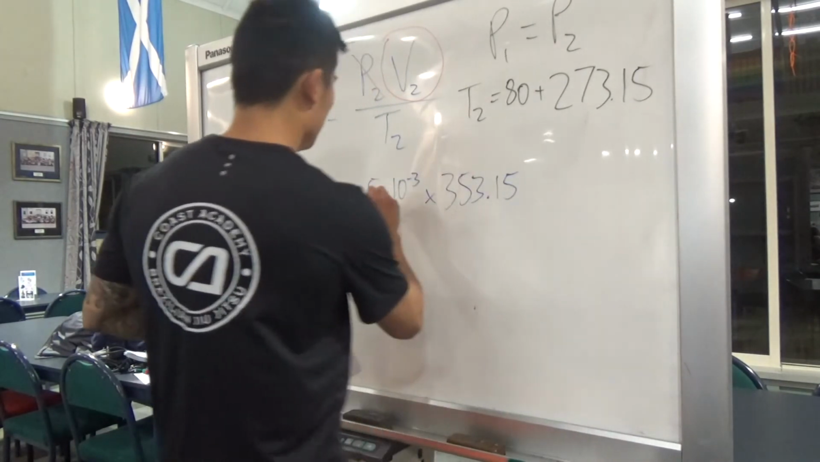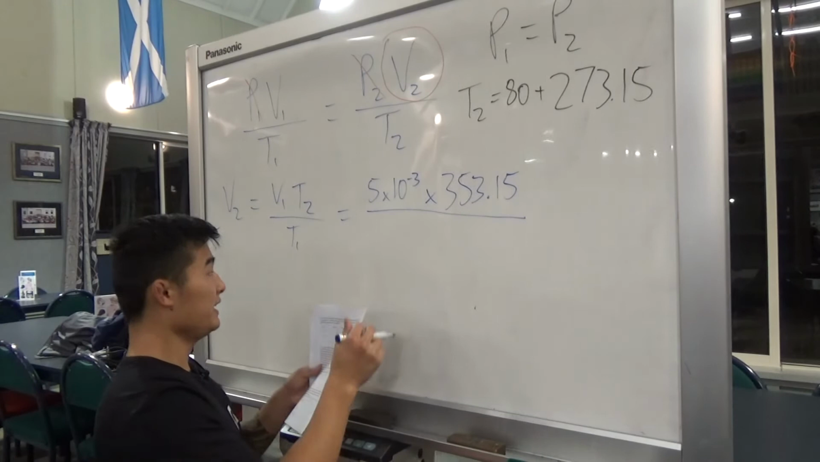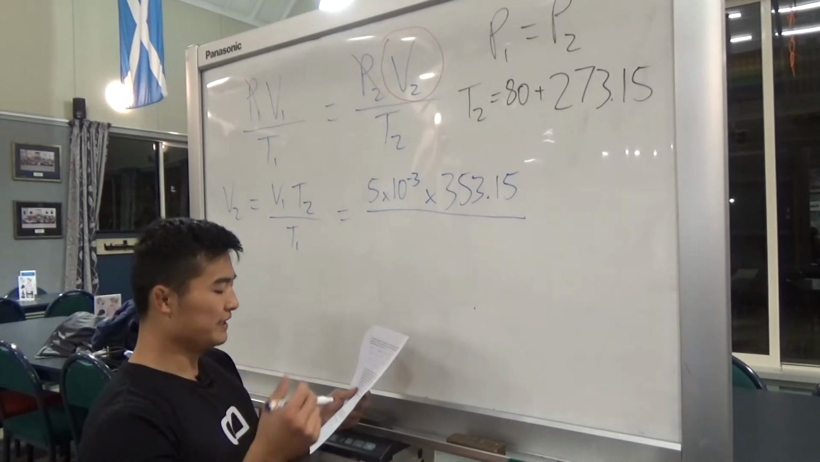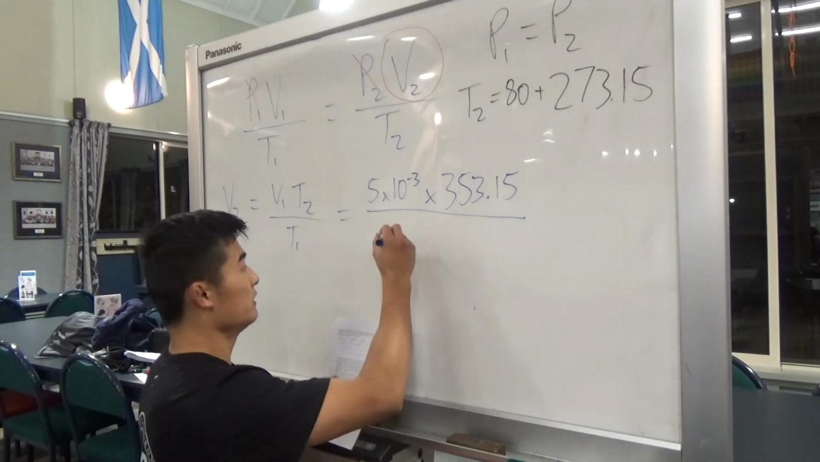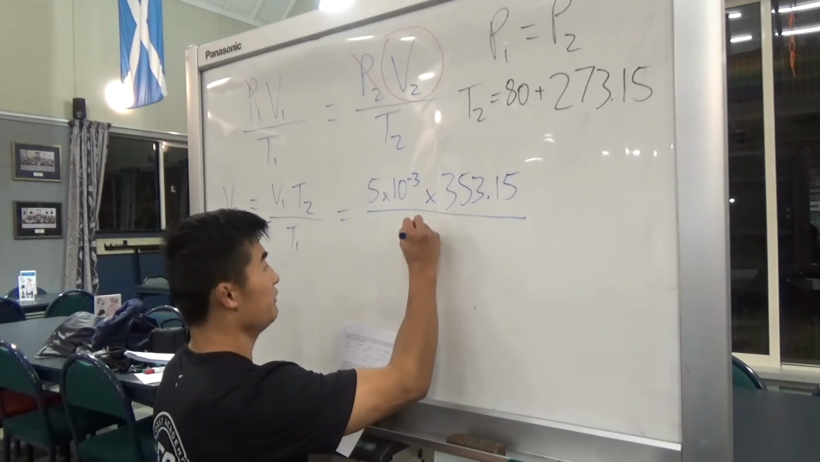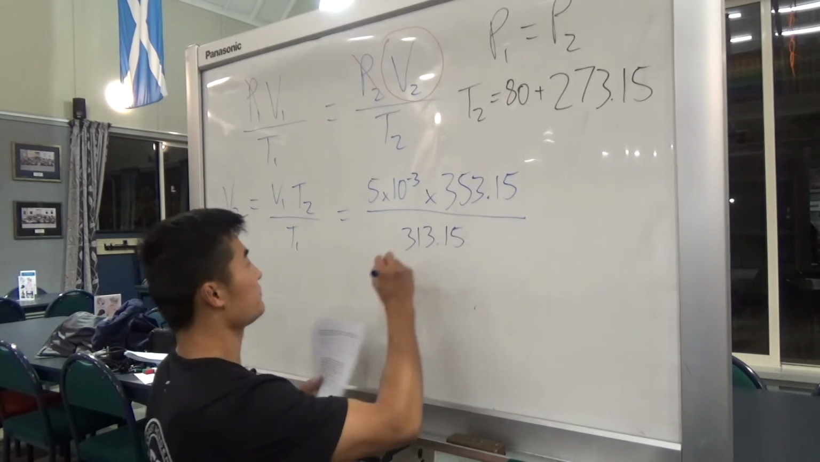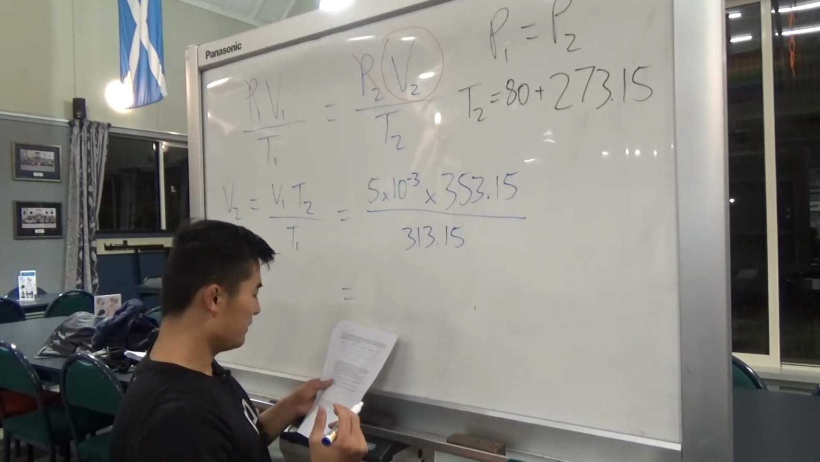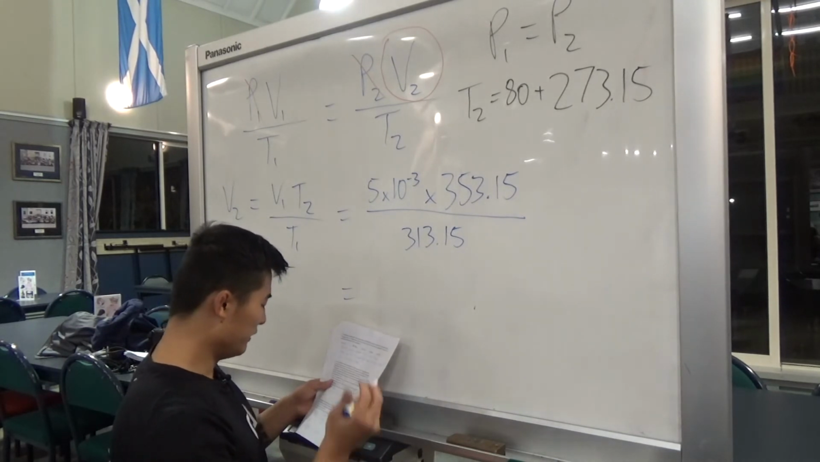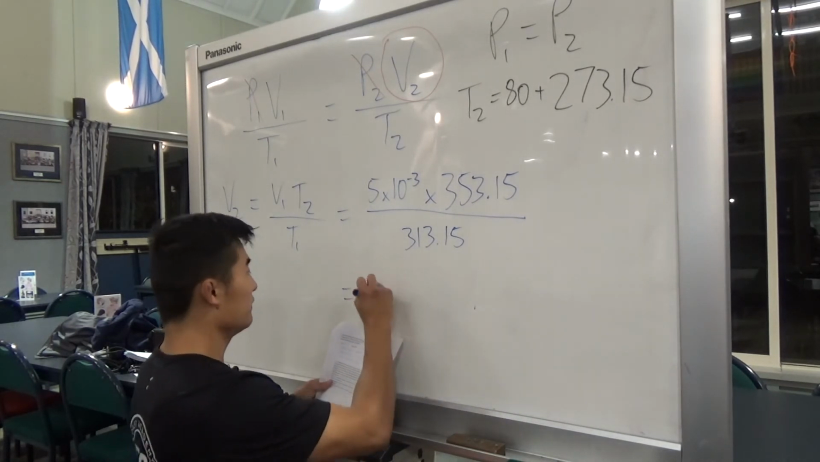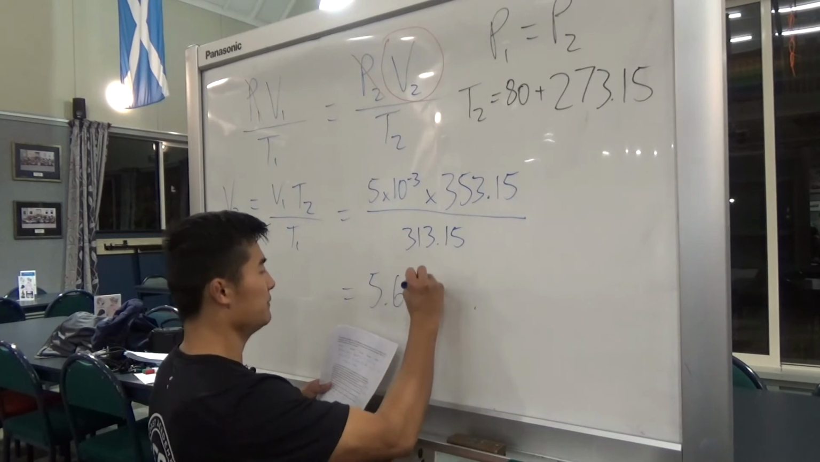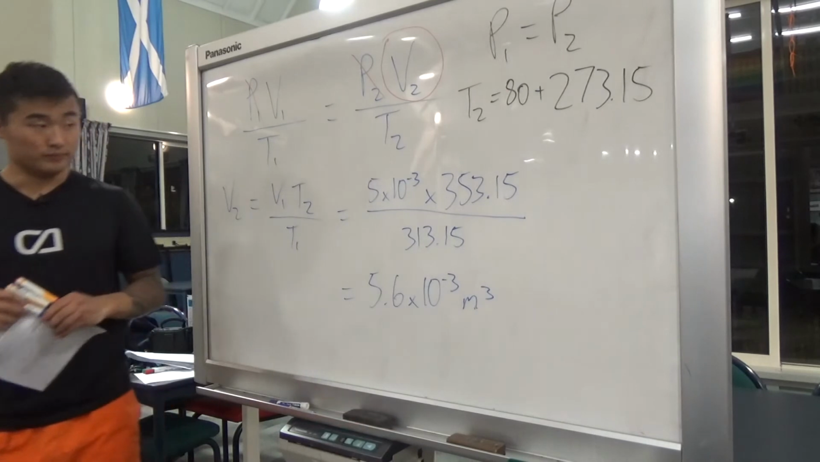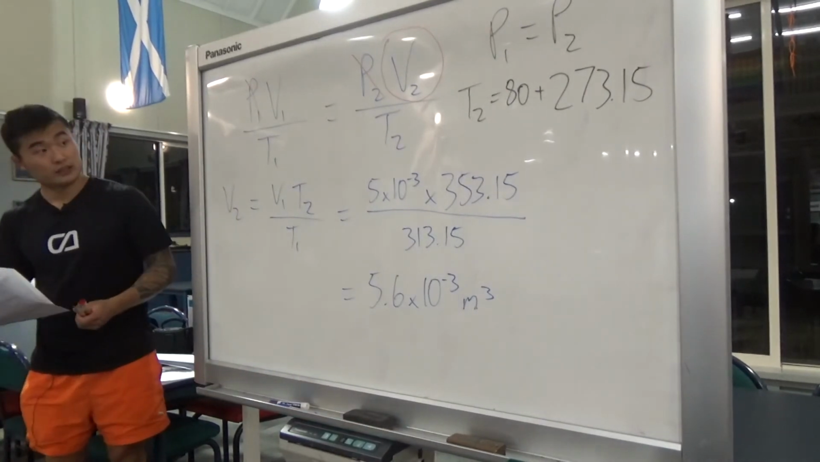So then that's going to be 353.15, and T1 is going to be 40 plus 273.15, which is going to be 313.15. Okay. And that will give you a final volume of 5.6 times 10 to the negative 3.